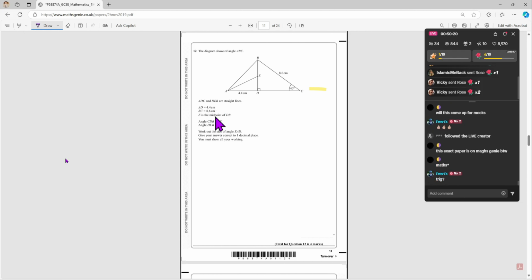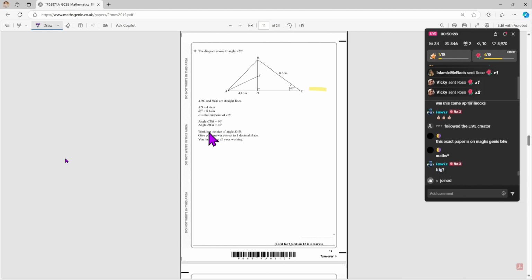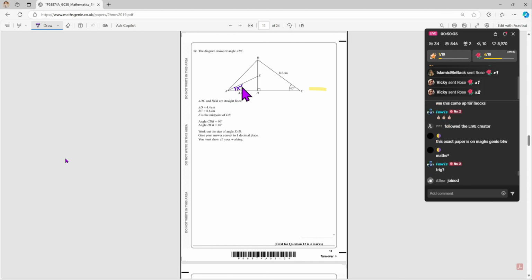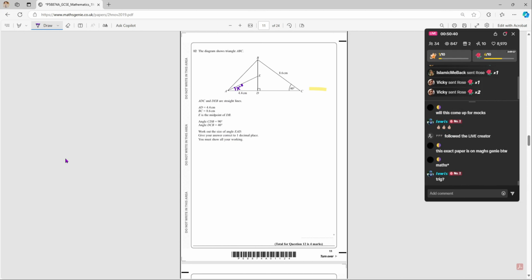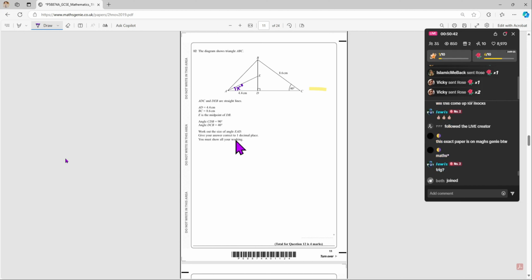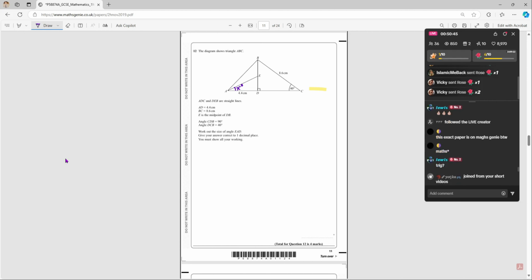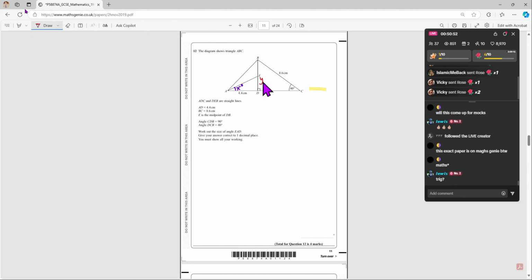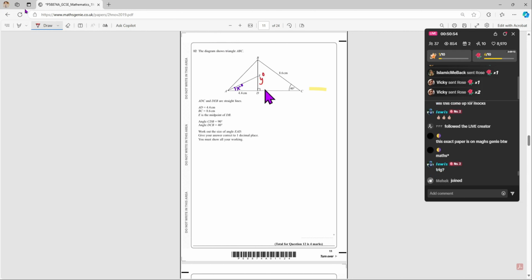E is the midpoint of DB. Angle CDB is equal to 90 degrees. And angle DCB is equal to 40 degrees. Work out the size of angle EAD. So we're trying to work out this one, EAD, this angle right here. Label it x degrees. Give your answer correct to 1 decimal place. So the first thing you would do is work out this length over here. I'm going to label it y.